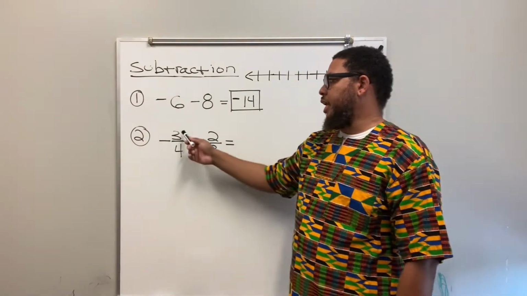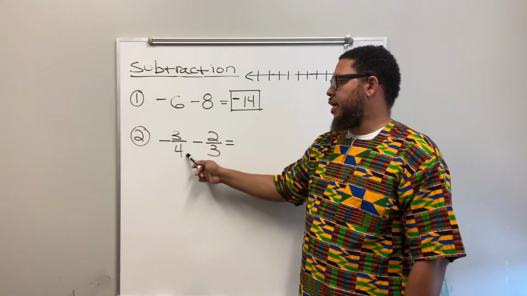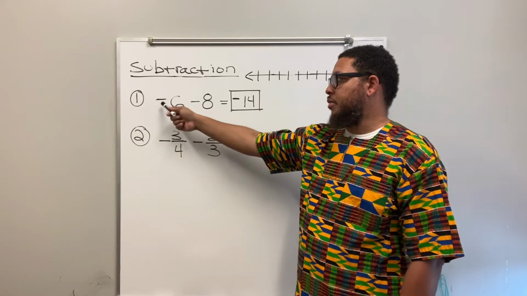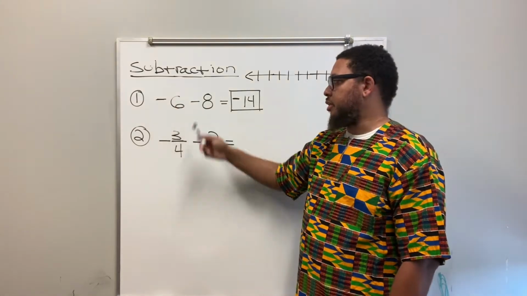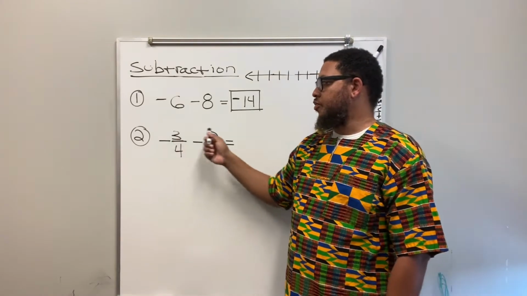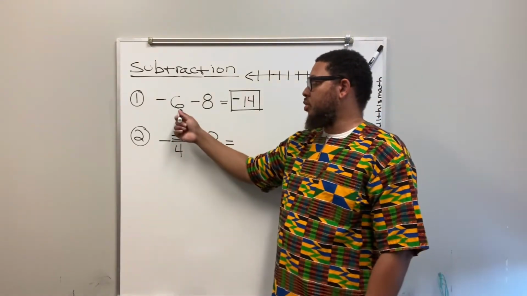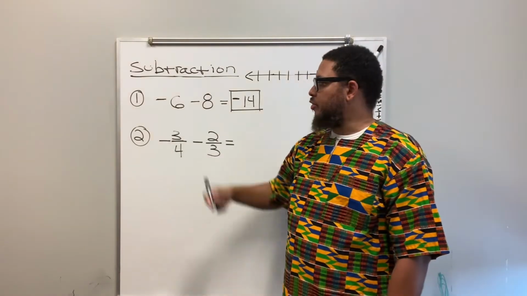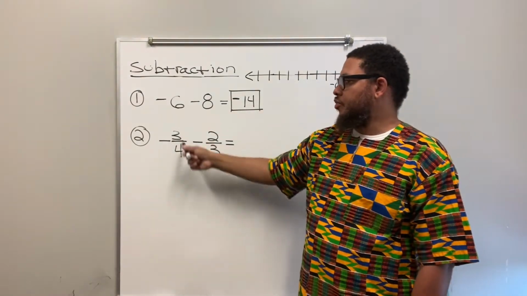So here we have a negative 3/4, right? And we're subtracting 2/3. This is similar to the first problem. We started with a negative and we're subtracting. Only difference is these are fractions of a whole. Technically these aren't whole numbers because they're negative, but at any rate, these are fractions.